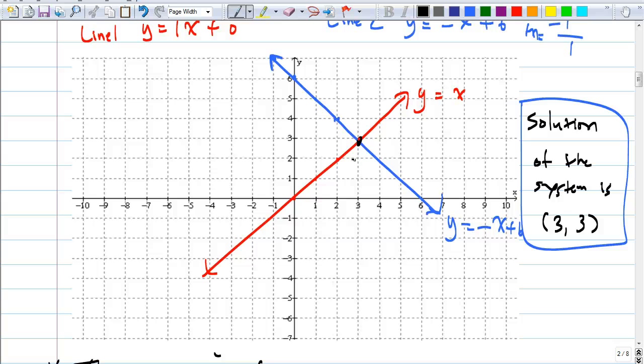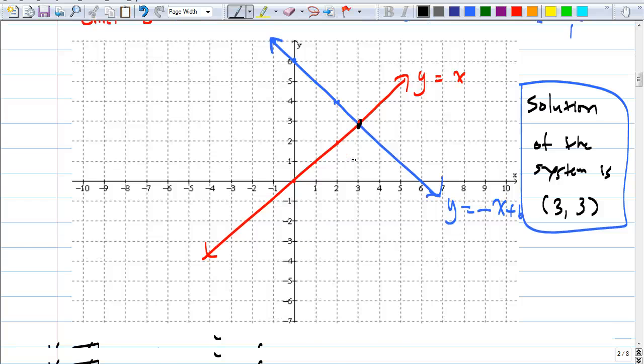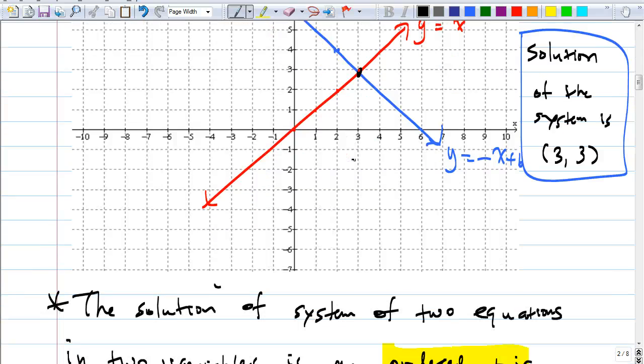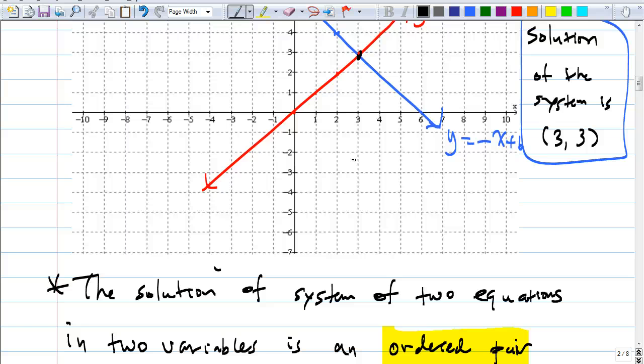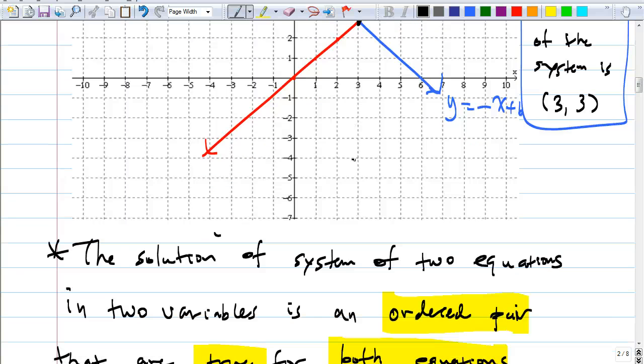Oh, before I get to the second one, let me write down what I just said. The solution of the system of 2 linear equations is the what? It's the intersection, but what kind of ordered pair? It's an ordered pair that is a solution of the 2 lines, or both lines. That's what I wrote down.